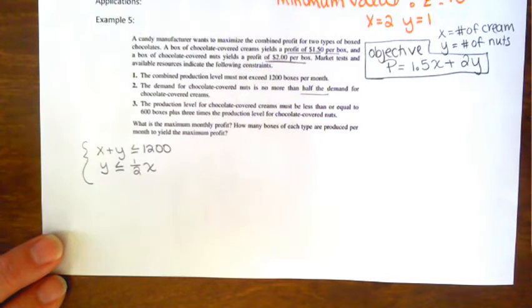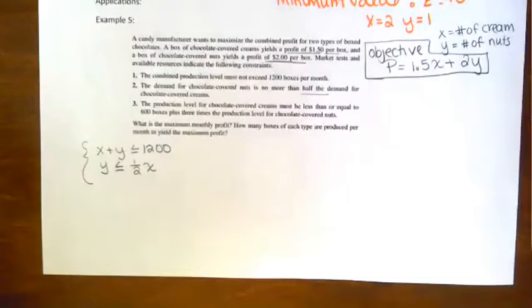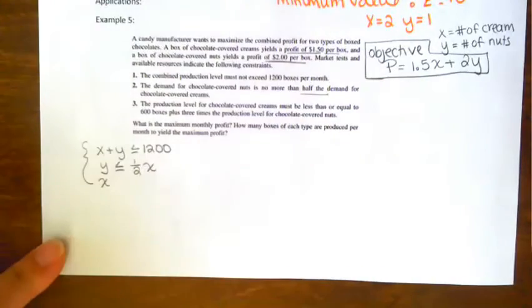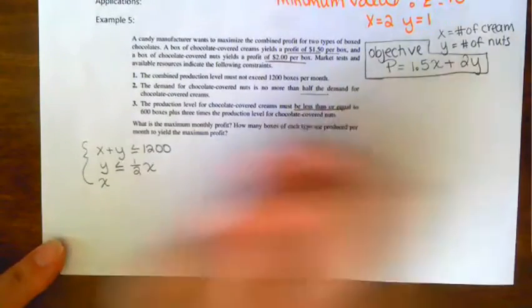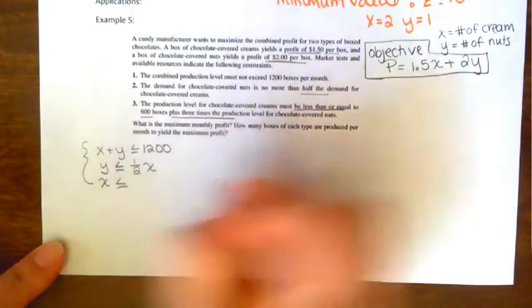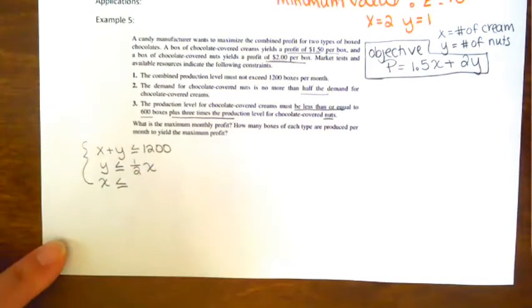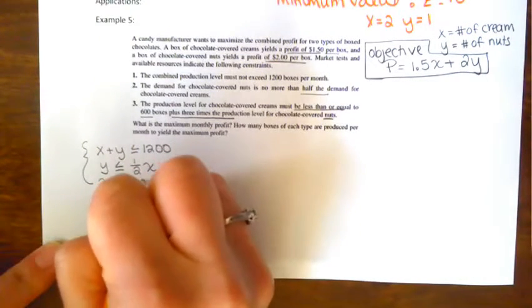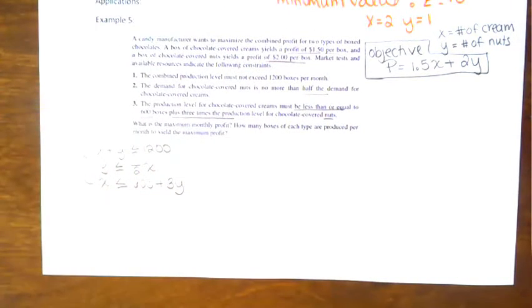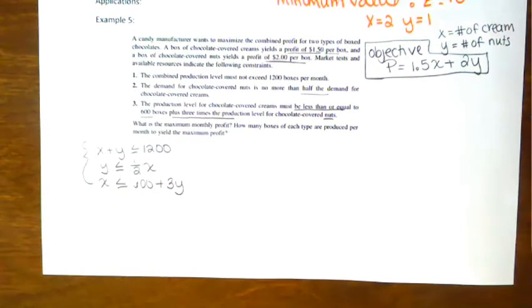Yeah, okay. And then the last one, the production levels of the chocolate covered creams must be less than or equal to. So creams is X, right? Must be less than or equal to 600 plus 3 times nuts. So wouldn't that be 600 plus 3 times my chocolate covered nuts? So there's my constraints.